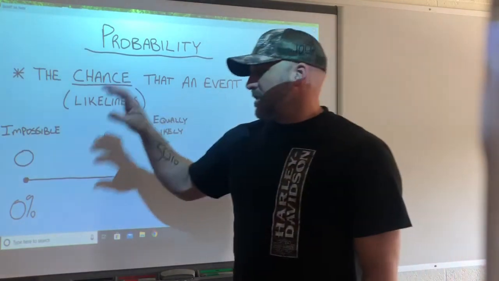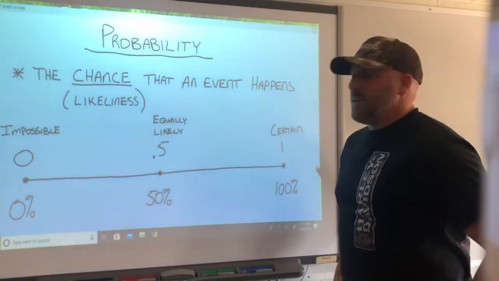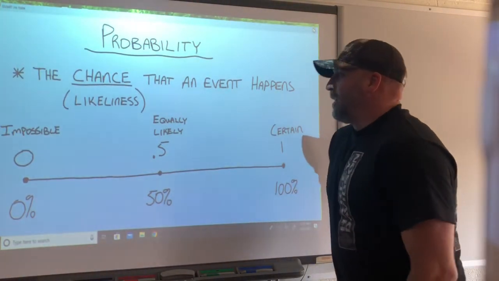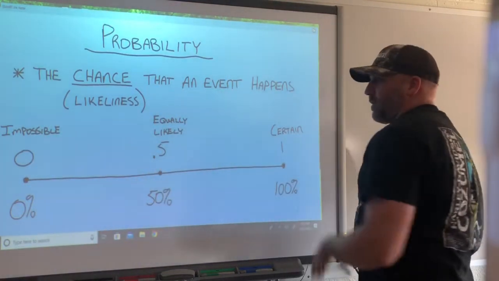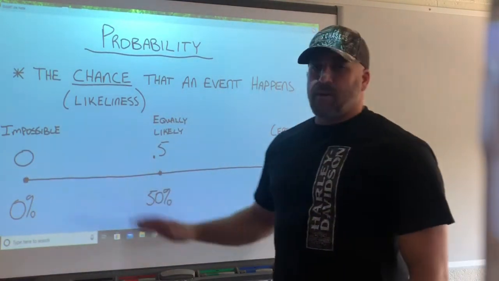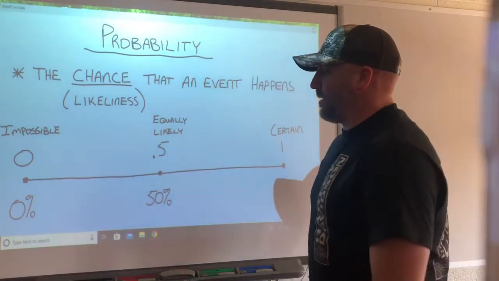And the same thing, there's never less than a 0% chance. 0% chance means it will not happen. It's impossible. So everywhere between the whole number 0 and the whole number 1 is where all the rest of the probabilities fall, so between 0 and 100%.